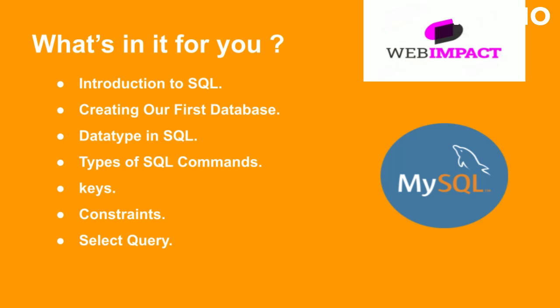Okay, and then we will create our first database with the help of queries, and after that we will see data types, and then we will get to know about types of SQL commands, and then we will see keys. Basically there are two types of keys, primary keys and foreign keys, and we will get to know about these keys in detail in our upcoming videos.